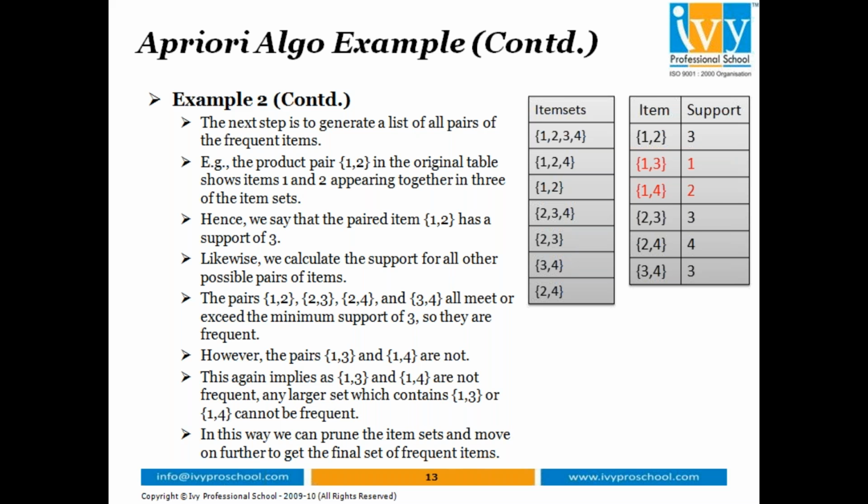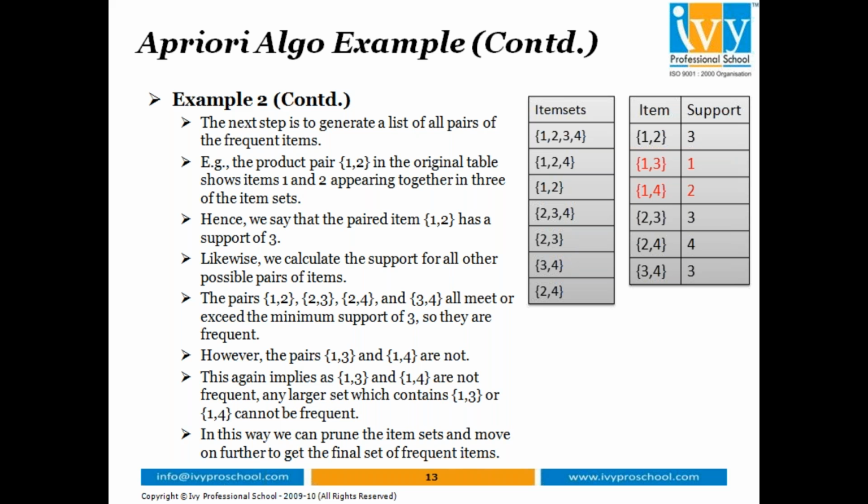1 and 2 occurring simultaneously is supported by the first 3 rows only, so it has a support of 3. 1 and 3 together has a support of 1 only. See the first row. Nowhere else can you find 1 and 3 together.